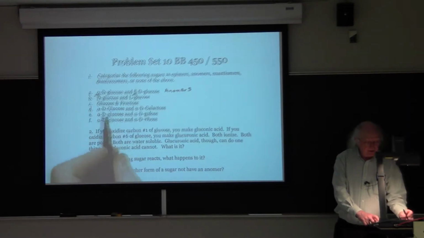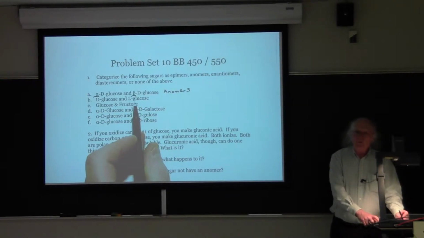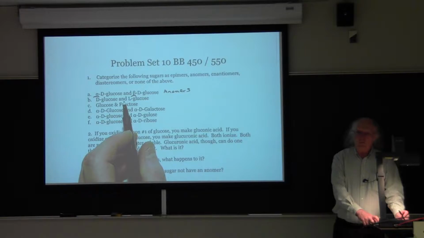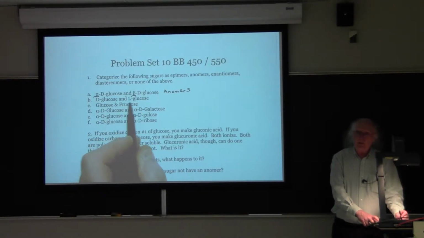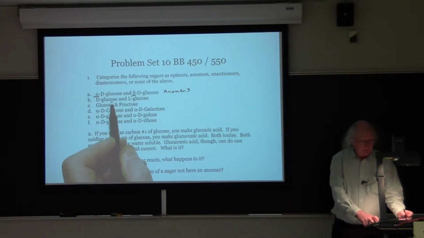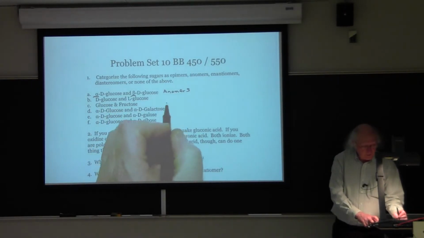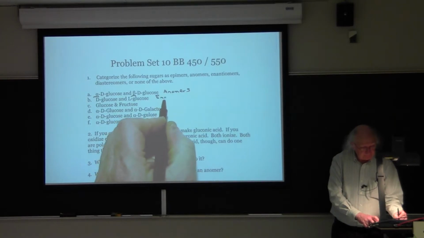The second pair, D-glucose and L-glucose, refer to the fact that the D and the L, you recall, when given the same name of a sugar, refer to different mirror images of the two. And mirror images of sugars, of course, are known as enantiomers.